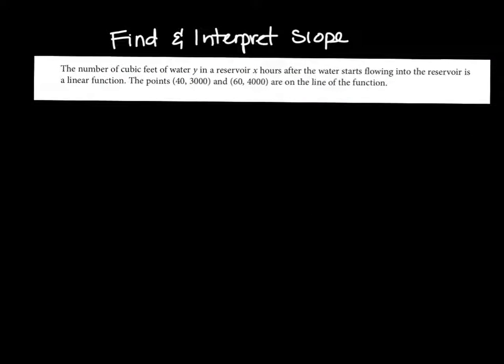Last problem, we want to find and interpret the slope. So the things that maybe you would want to write down from this word problem, I would write down these points that are given to you, and then you may want to write down that it says the number of cubic feet in water, y. So y is the amount of water, and x is the amount of hours. So what they want us to do is find and interpret the slope.